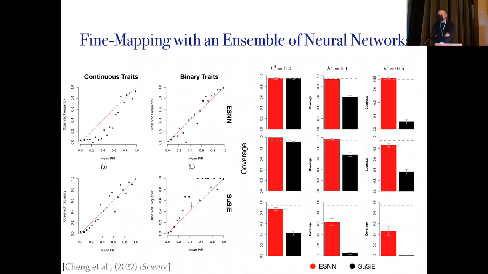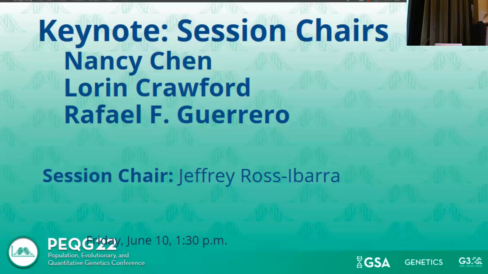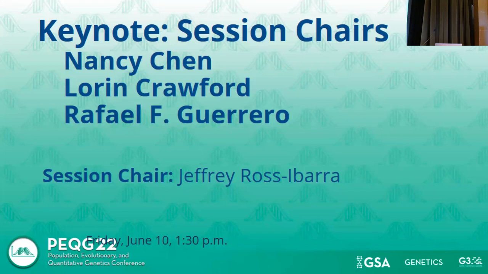Okay, let's thank Lorin one more time. And our last speaker before the break is Rafael Guerrero. He'll be talking about how hybrid incompatibilities agglomerate on gene networks.